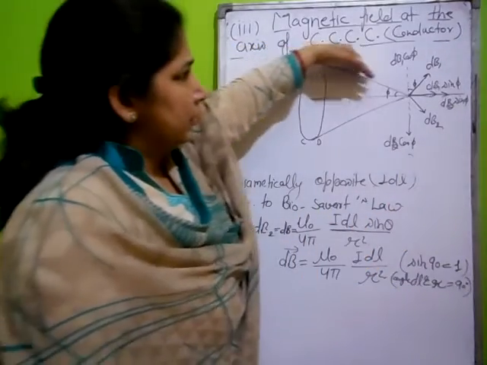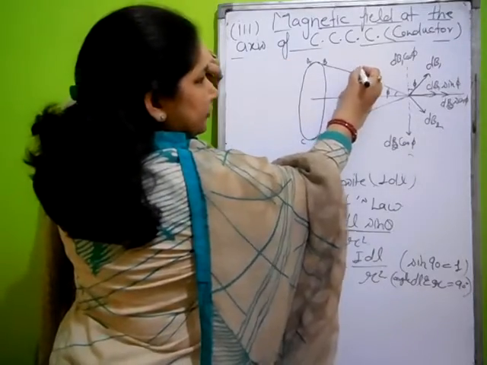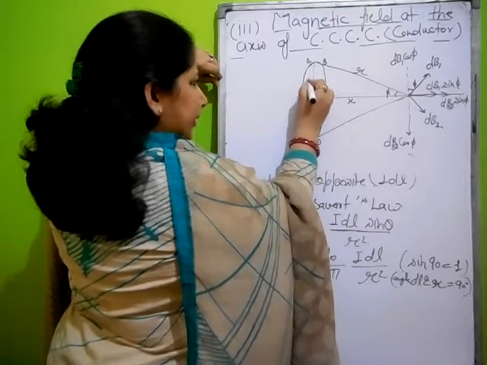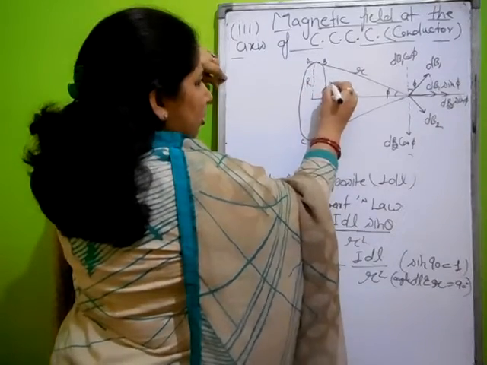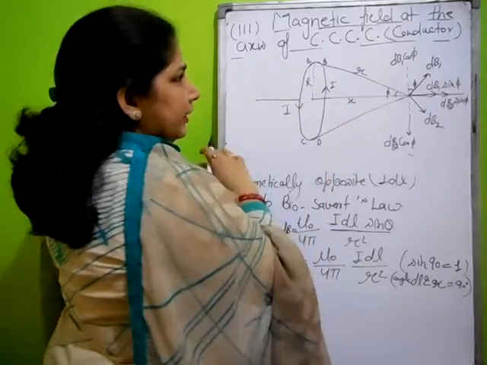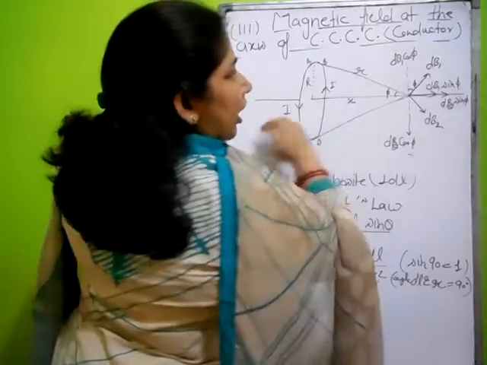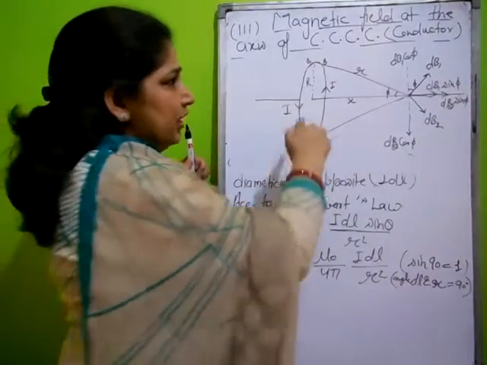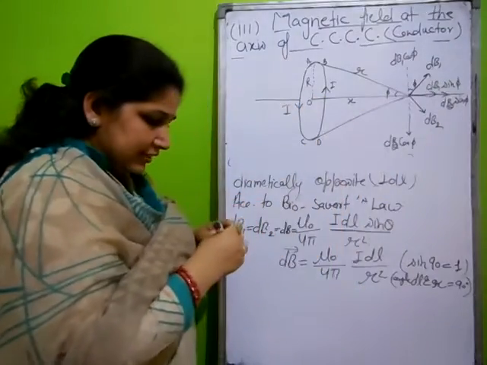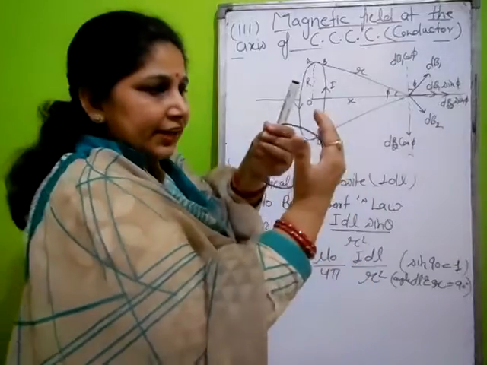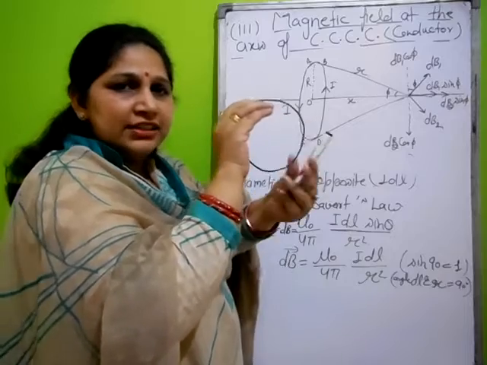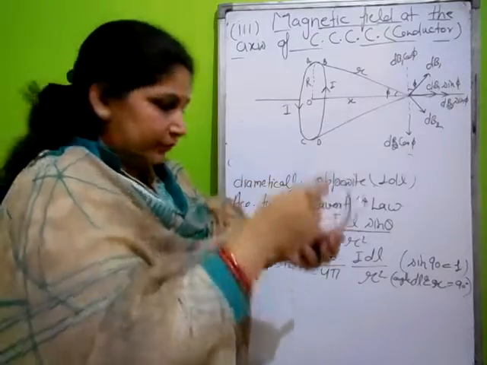Now, this is the plane of the coil. Here we have x distance and the radius is capital R, and the current is anti-clockwise. This is the axis. If the current is anti-clockwise, then the magnetic field is outward, away from the center. If the current is clockwise, then the magnetic field is towards the center.